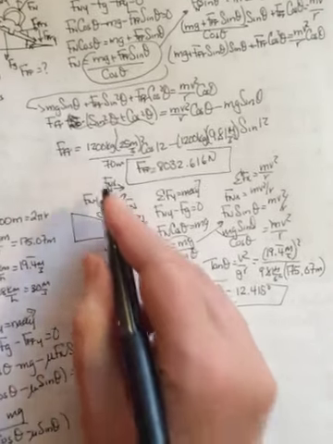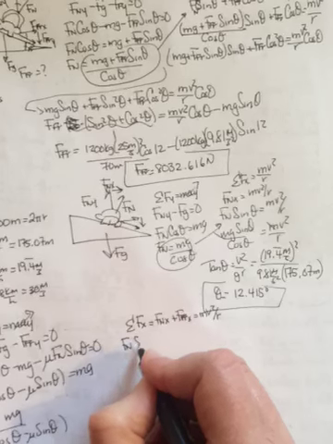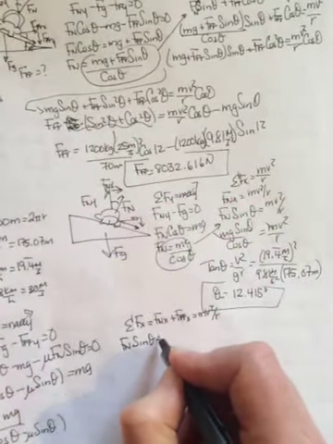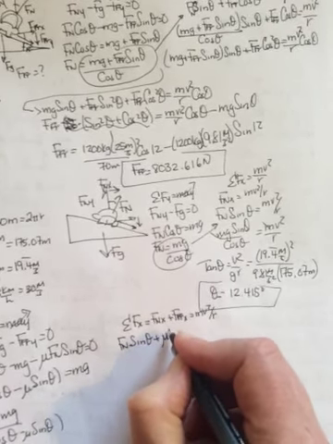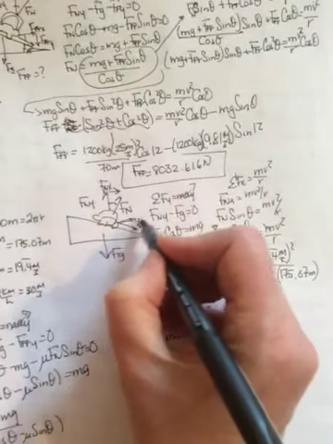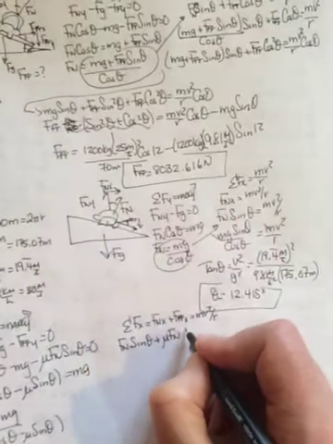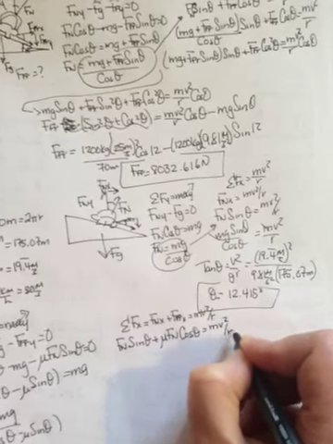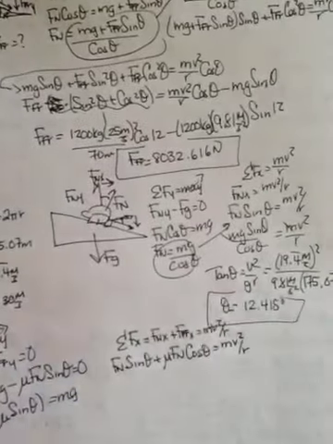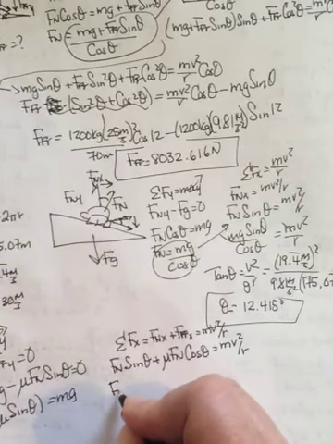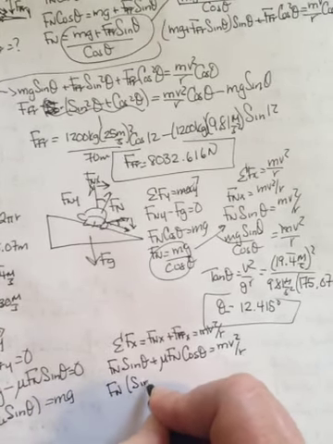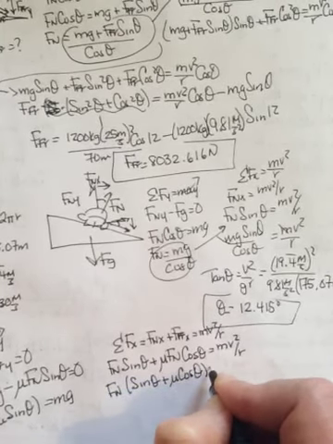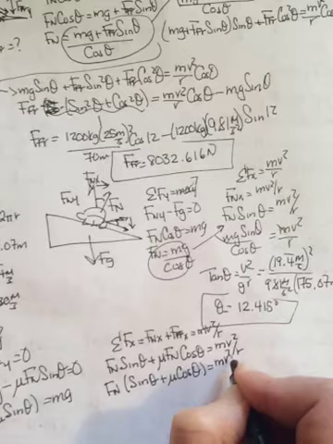Fnx is Fn. Look at the triangle, it's opposite, so sine theta, because the angle's here, plus friction, which is mu Fn, and in the x direction, it's here, it's the adjacent side, so cos theta is equal to mv squared over r. And then remember, before you sub in for Fn, factor it out. So it becomes Fn brackets sine theta plus mu cos theta is equal to mv squared over r.